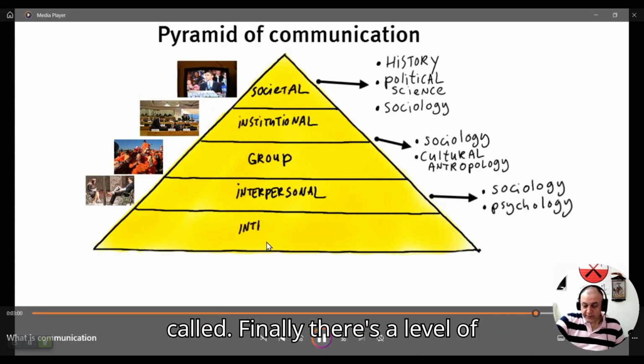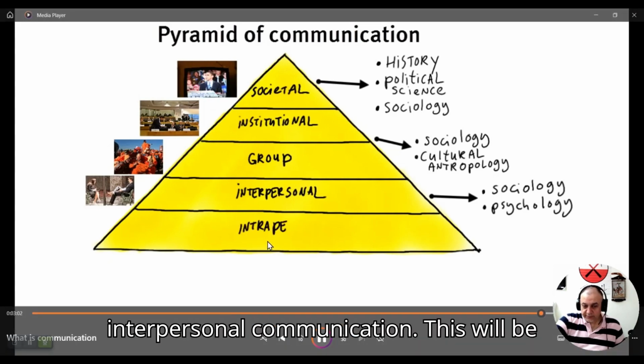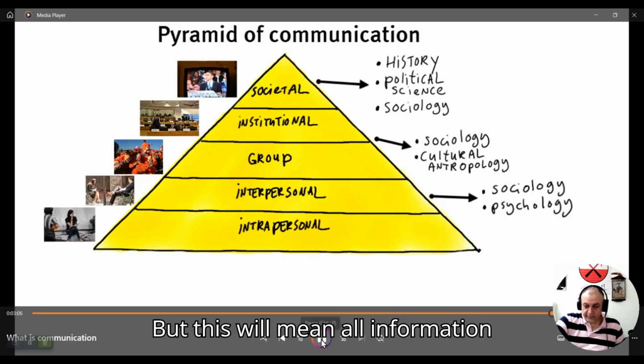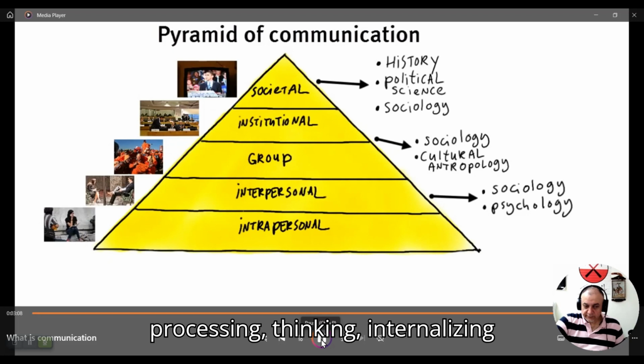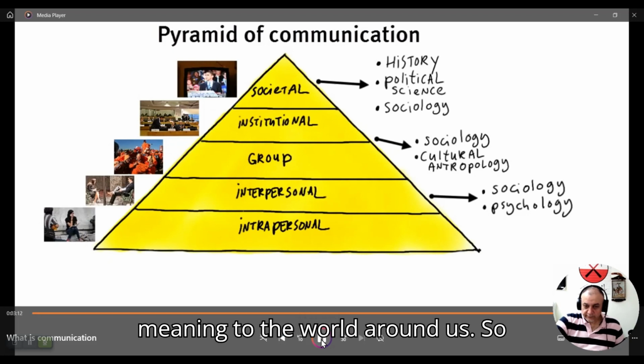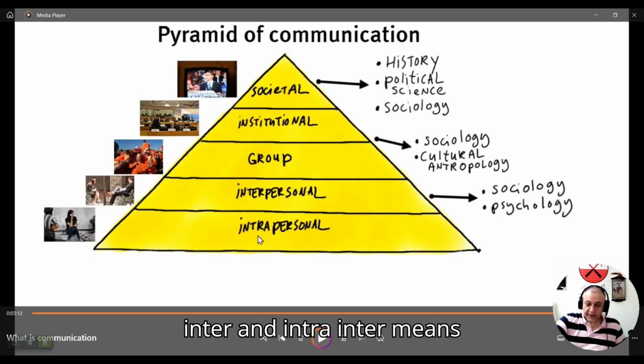Finally, there's the level of intrapersonal communication. This will be the communication you have with yourself. But this will mean all information processing, thinking, internalizing information, and the process of giving meaning to the world around us. So inter and intra.